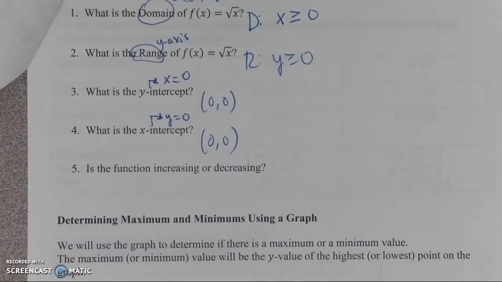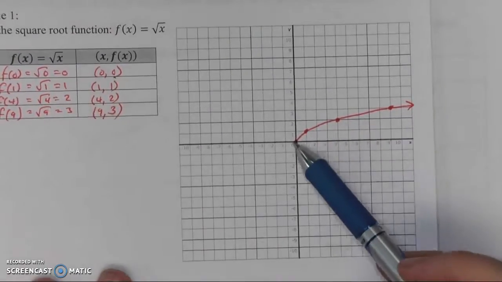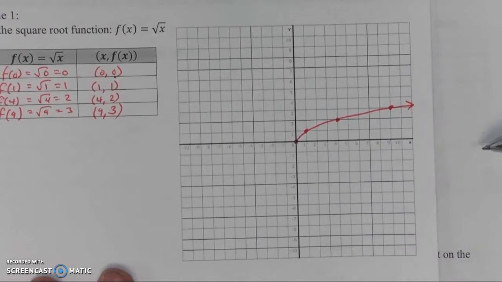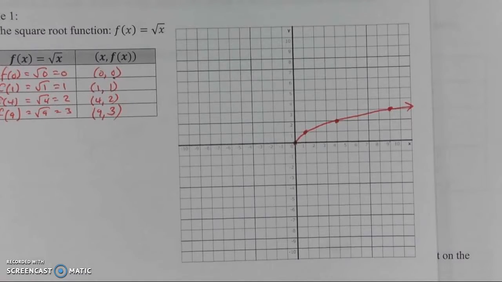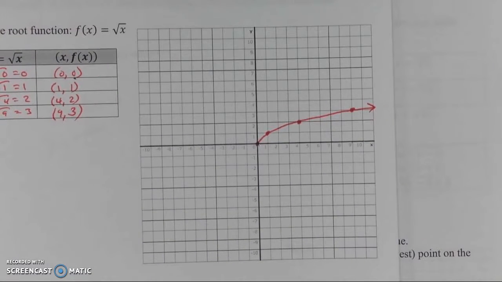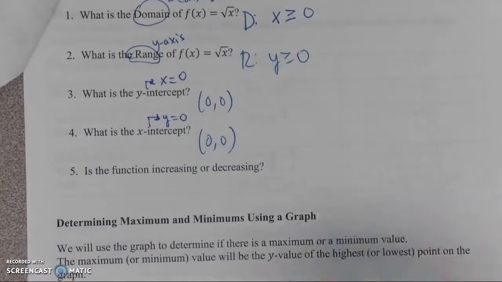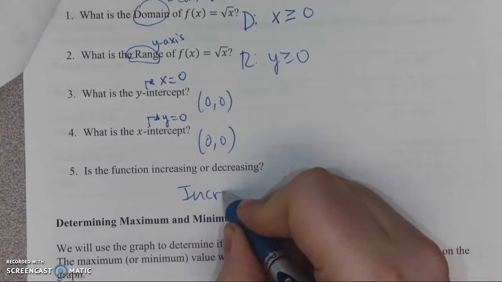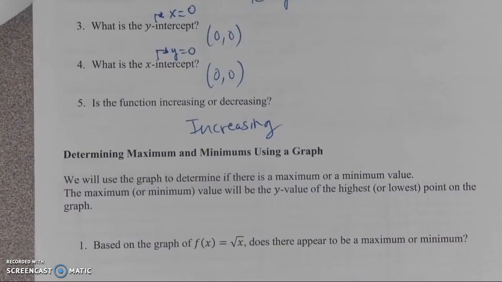Is the function increasing or decreasing? So that's just, take a look at the function. Does it go up forever? Does it go down forever? In this case, it goes up for infinity. So we would say this graph is increasing. It keeps on going up. As far as we go out on the x, it means we're going up on the y. So we are increasing in this function. So we would say increasing. So this function is increasing.